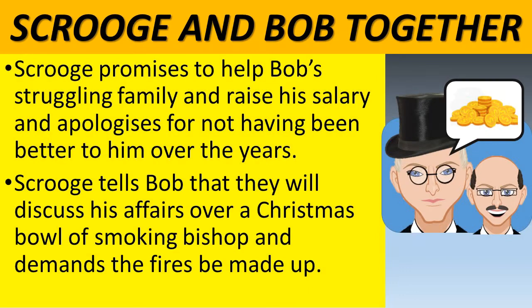And then the novella ends with Scrooge and Bob together. Scrooge promises to help Bob's struggling family and raise his salary, and apologises for not having been better to him over the years. Scrooge tells Bob that they'll discuss his affairs over a Christmas bowl of a drink called Smoking Bishop, and demands that the fires be made up.